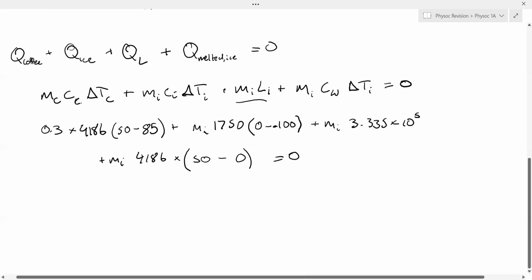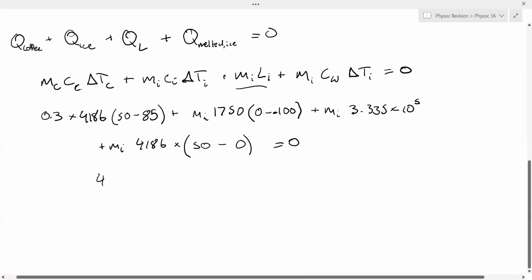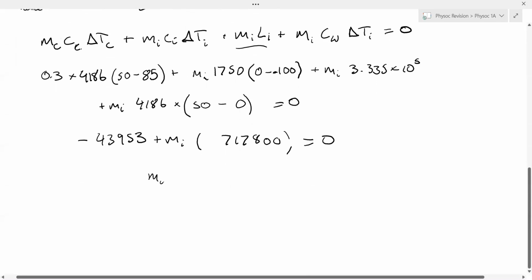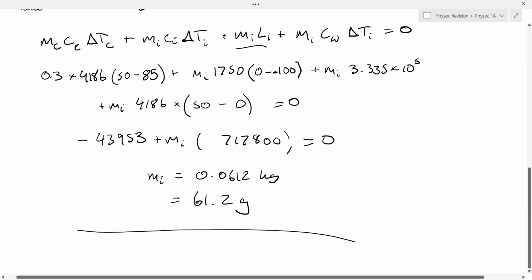We can rearrange this, and what we get is 43953. It's actually minus plus MI 0.717800. Actually, I think the point is equal to 0, and we solve for MI, and that ends up being 0.0612 kilograms or 61 grams.